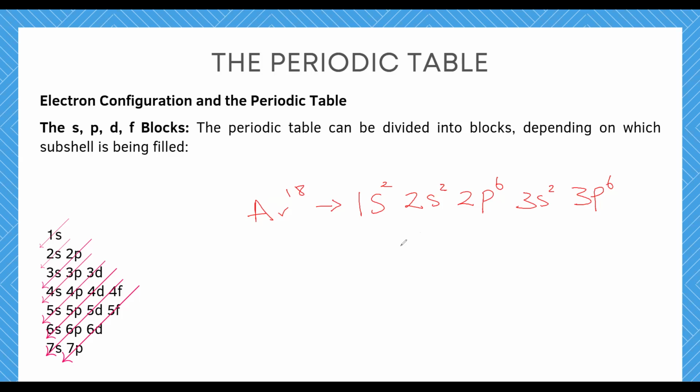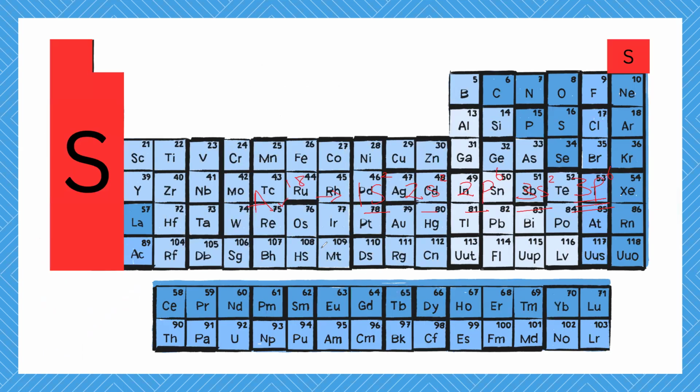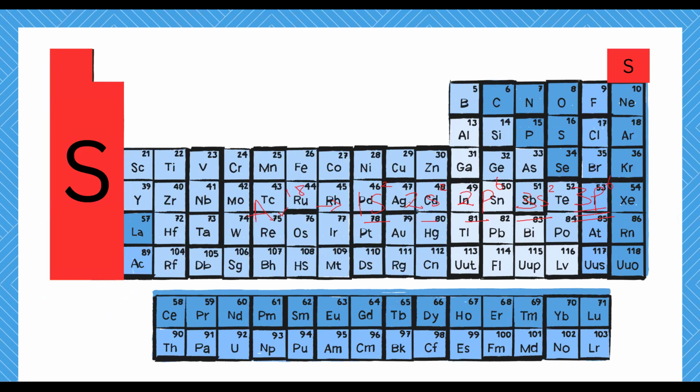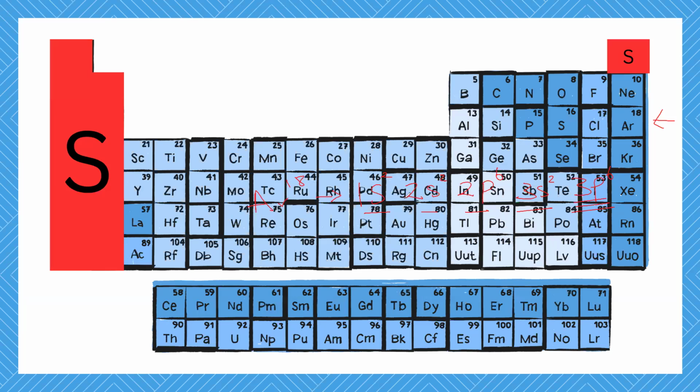Good. So if we total it now, we have 2 here, plus 2 here, that makes 4, plus 6 here, that makes 10, plus 2 here, that makes 12, plus 6 here, that makes 18. If you notice, Francis, the last shell that was filled was the P subshell. So that confirms to us that argon is in the P block. Was that not what we said? Yes, sir. If you notice, argon is located over here, and that is the P block. Did you see that? Yes, sir.